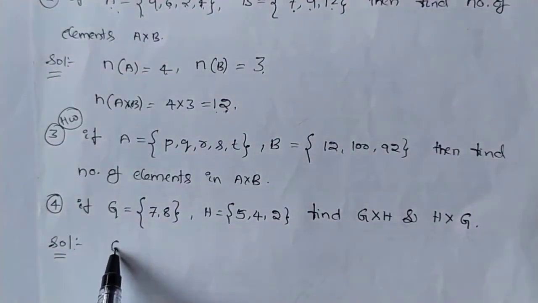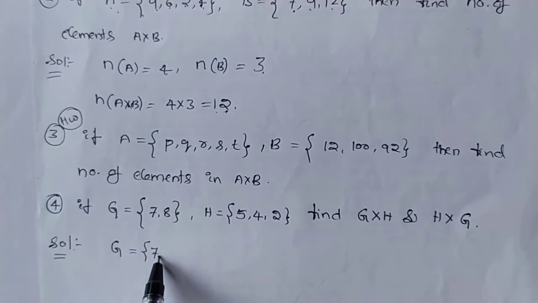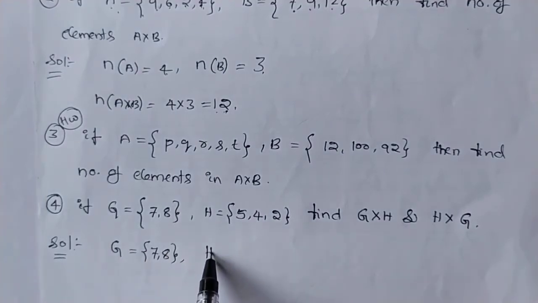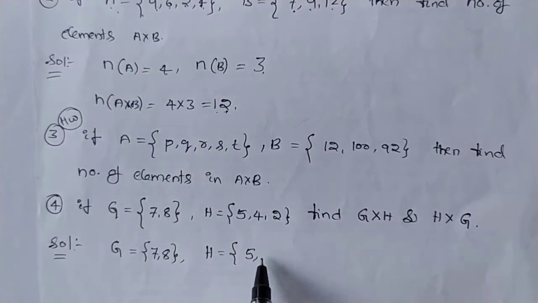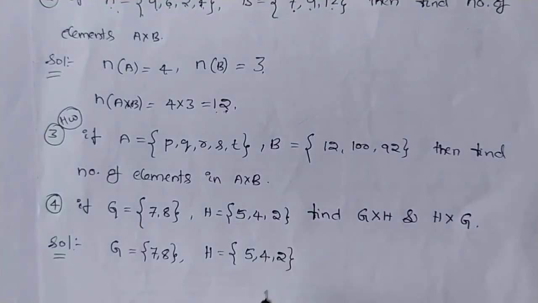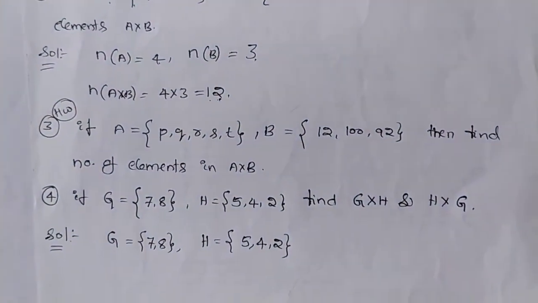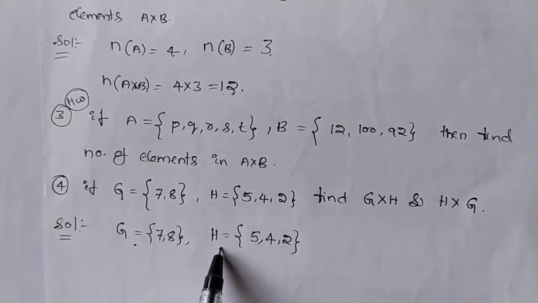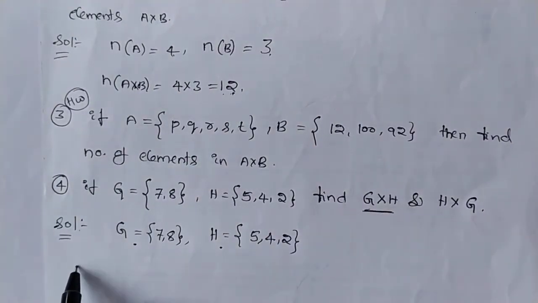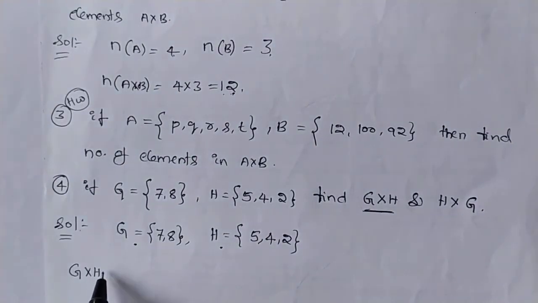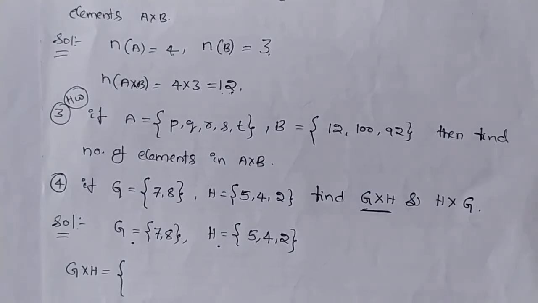First write down the given sets. G equals 7, 8, H equals 5, 4, 2. Now let us find out the Cartesian product of G and H. Let us find out G cross H.